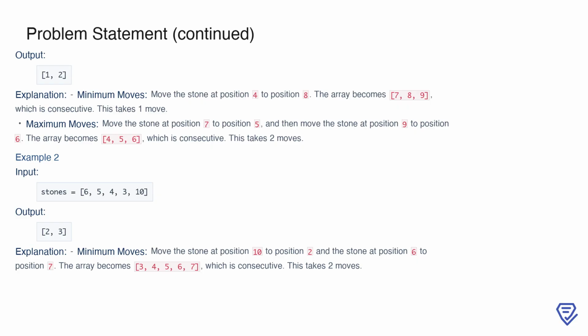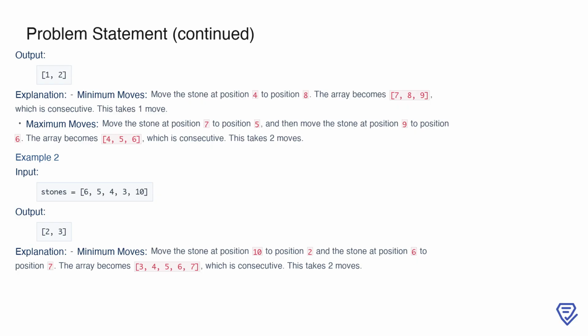Another example has stones equals 6, 5, 4, 3, 10. Here, the output is 2, 3. For the minimum moves, we can move the stone at position 10 to position 2, and the stone at position 6 to position 7. This results in 3, 4, 5, 6, 7, which is consecutive and takes two moves.